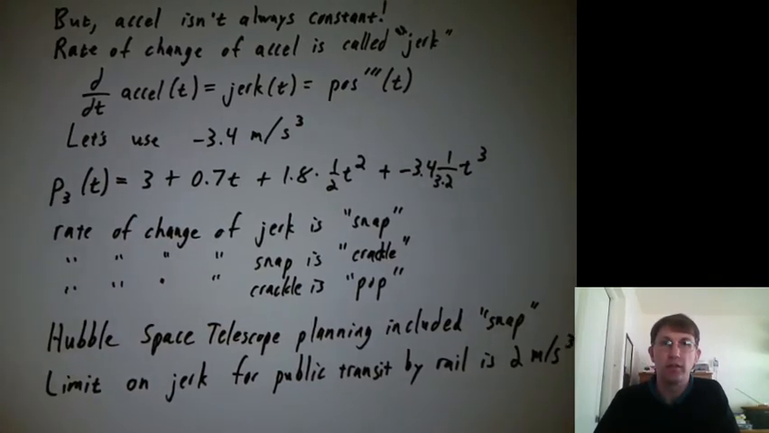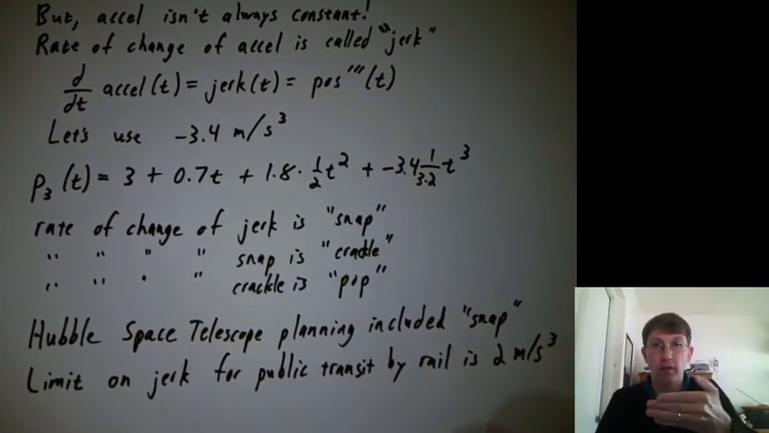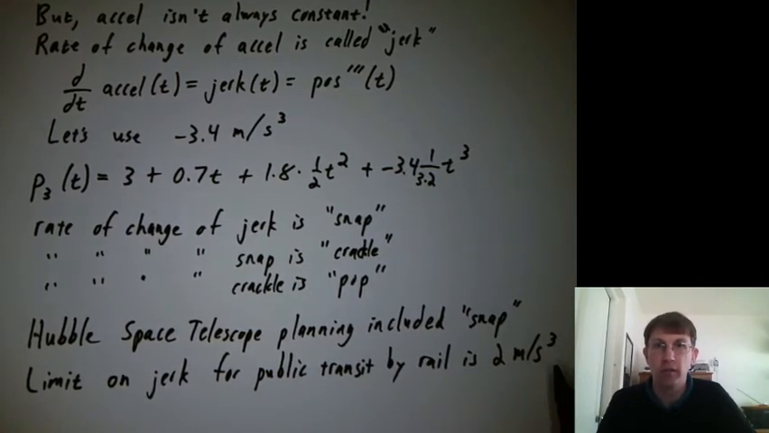And actually there's different limits for forward-backward jerk, side-to-side jerk, and up and down jerk. I can't remember which one this one is in particular, but I'm sure you could look it up if you needed to.